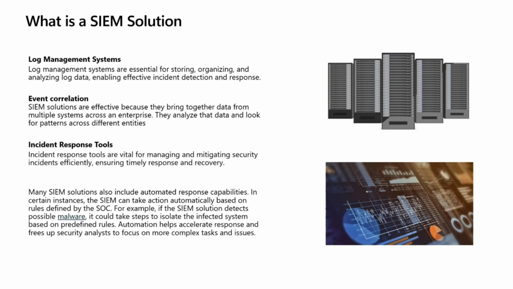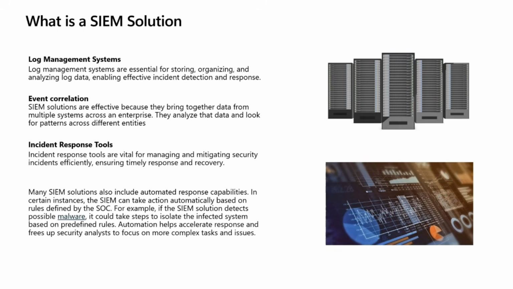Now, the second part is event correlation. SIEM solutions are effective because they bring together data from multiple systems across an enterprise. They analyze that data and look for patterns across different entities. For example, if there's evidence of a compromised account and also unusual network traffic, a SIEM might identify that these two events are related and generate an alert for security teams to further investigate. So event correlation basically helps detect activity that seems benign on its own, but when combined with other activity, can be an indicator of compromise.